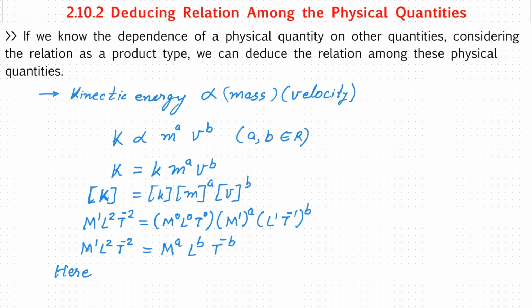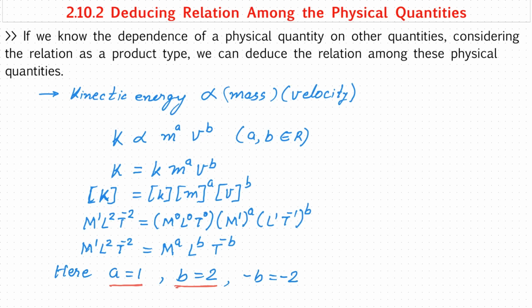As I said, M raised to 1 is equal to M raised to a, that means a is equal to 1. Then L raised to 2 is equal to L raised to b, that means b equals 2, and T raised to minus 2 is equal to T raised to minus b. So that will give us minus b is equal to minus 2, but that will again become b equals 2, which we already got. So finally we are getting the magnitude of the powers. The magnitude of power a is 1 and magnitude of power b is 2.